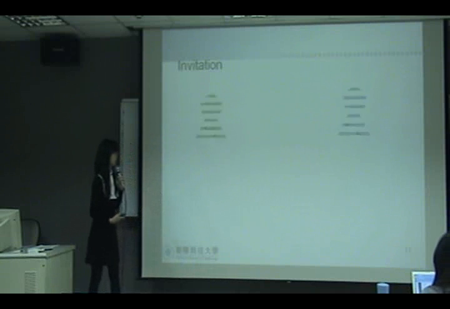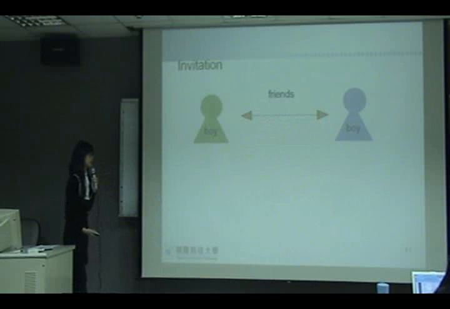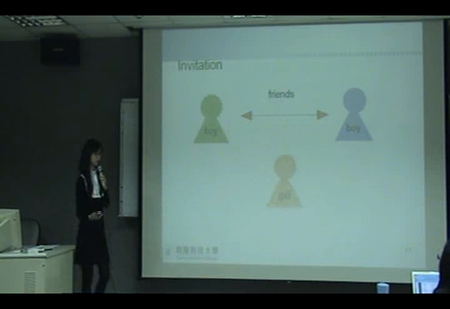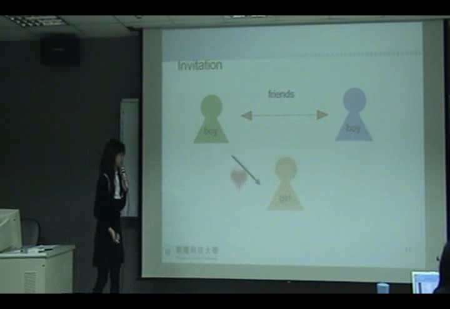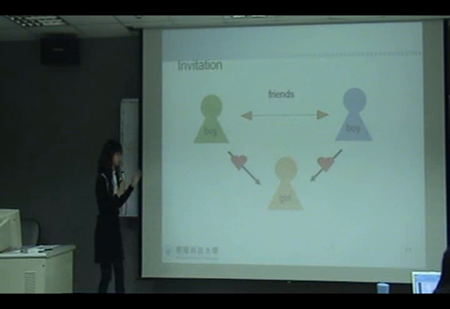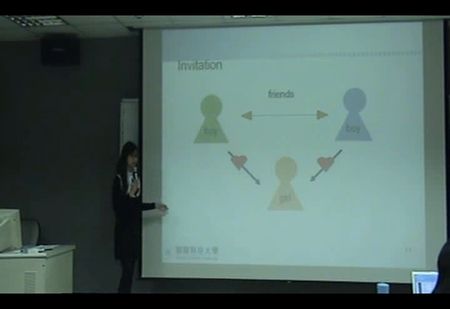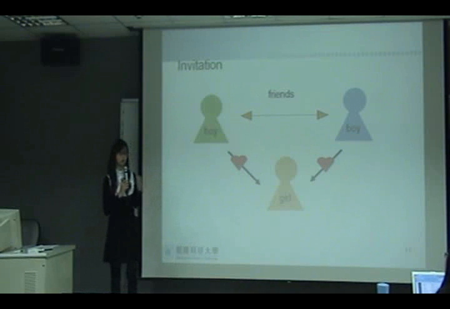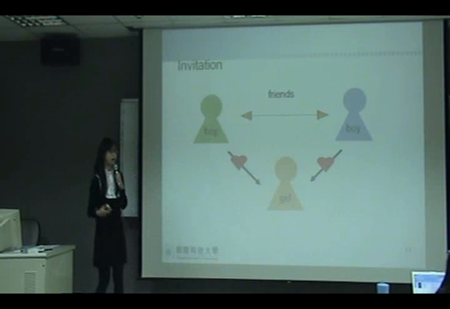For example, there are two boys, they're friends, and there's a beautiful girl. Both of the boys like the girl and would like to invite her to join the New Year party. So this is a simple situation. The students could use this kind of situation to create a conversation, and this is the role-play activity assignment.